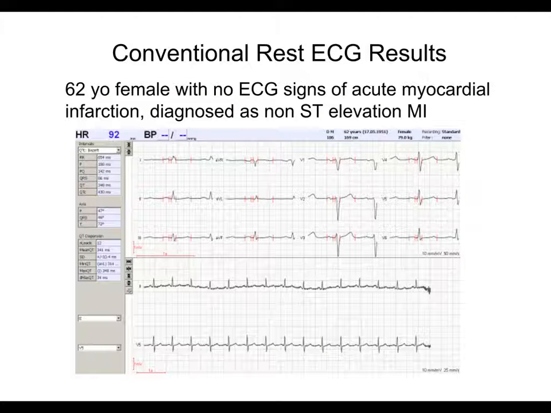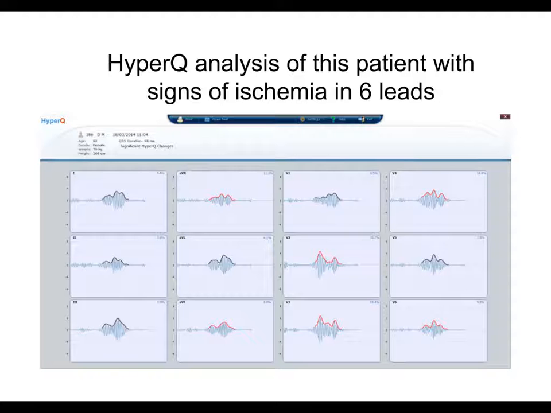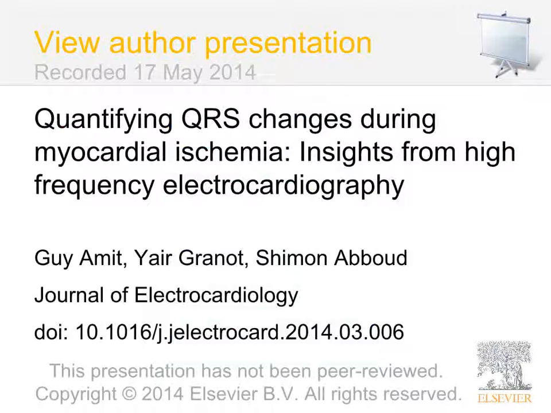We'll conclude with an example from a resting ECG test. This slide shows the conventional ECG results from a 62-year-old female who presented to the emergency department with acute chest pain. The conventional ECG does not show any signs of acute myocardial infarction. However, this patient was ultimately diagnosed with non-ST elevation MI. HyperQ analysis from the same test shows signs of ischemia with 6 positive leads marked in red. This is another example of the potential of HFQRS to improve the results of ECG tests.